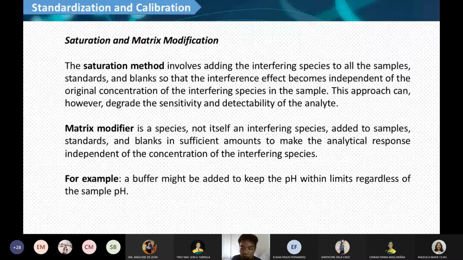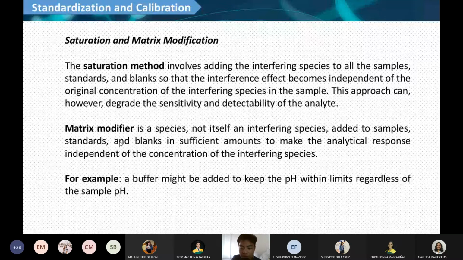Again, anong gagawin mo dyan? You will amplify your interferences in order for you to be able to distinguish the interference from the analyte. Okay? Then later on using Excel or just Calcu, pwede mo ma-deduct yung values ng interferences. So you will be left with your desired substance or your analyte. Okay? So that's the saturation method.